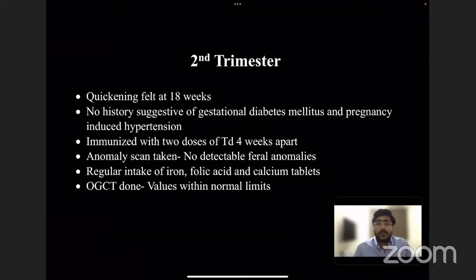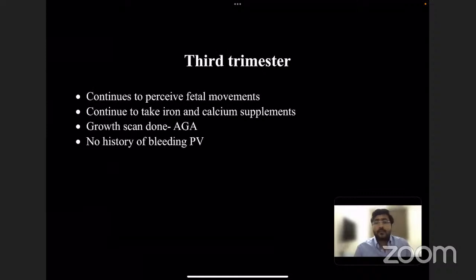She continued her regular intake of iron, folic acid, and calcium tablets. OGCT was done and the values were found to be within normal limits. In the third trimester, she continued to perceive fetal movements and continued to take her iron and calcium supplements. A growth scan was done and found to be appropriate for the gestational age, and she had no history of bleeding PV.